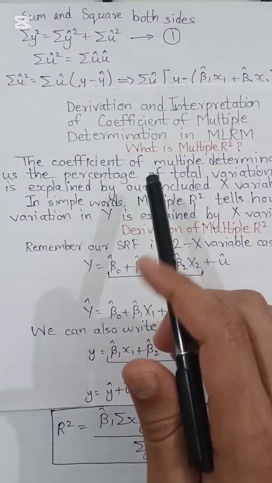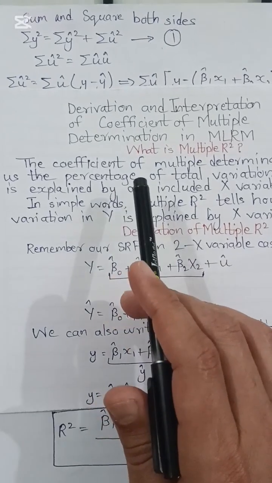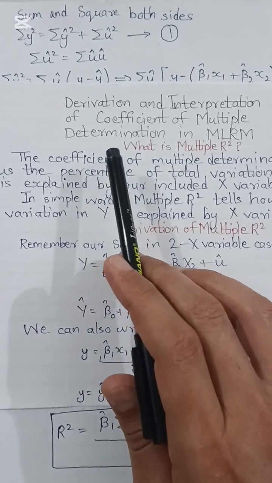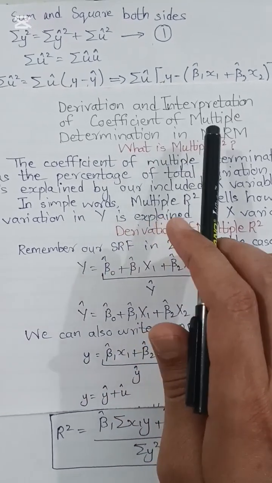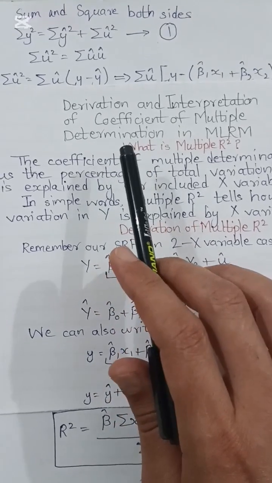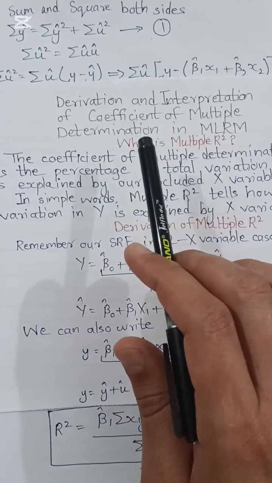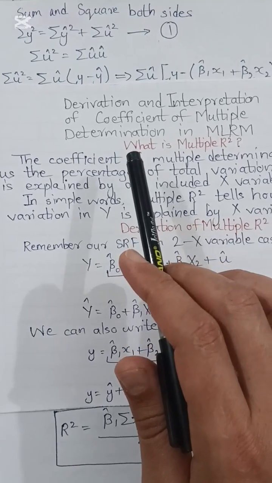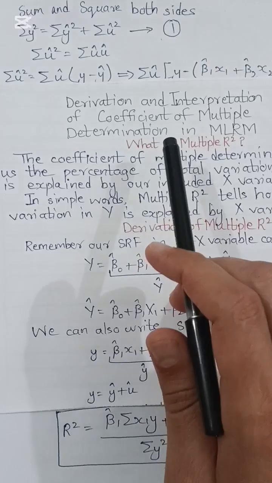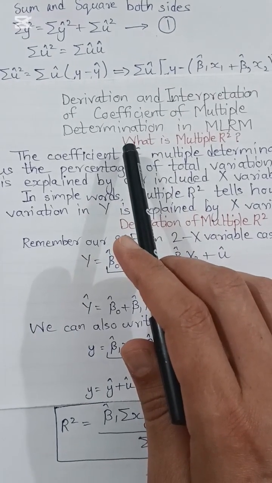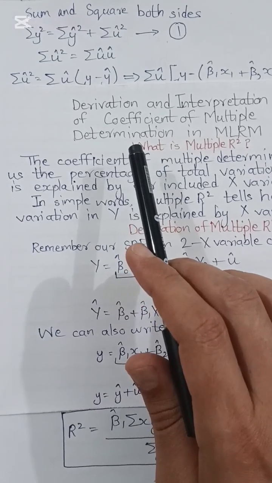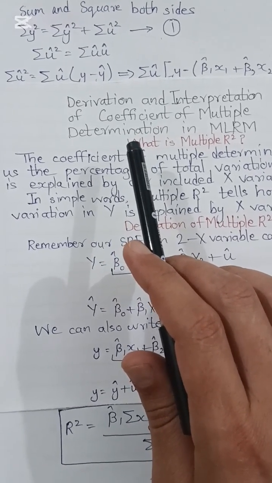In multiple linear regression, the coefficient of determination is known as the coefficient of multiple determination. In simple linear regression, it is simply the coefficient of determination, but both tell us the same thing. Both tell us how much variation in y is explained by our x variables. So there is no difference between the two. The only distinction is simple regression or multiple regression.